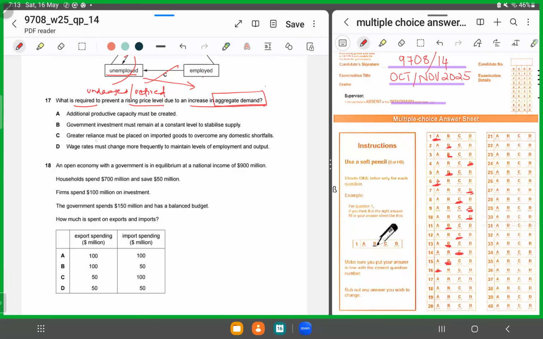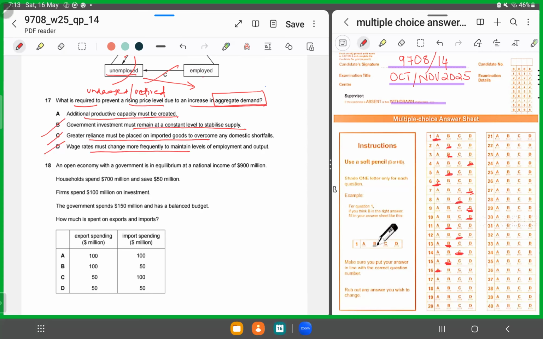Option C says greater reliance must be placed on imported goods. D says wage rates must change more frequently. Now both C and D would worsen the scenario, because if you frequently increase the wages or if you depend on imported goods, again, it would worsen the scenario and it would increase inflation. So you'll chop C and D. B says government investment must remain at a constant supply. Government investment cannot remain at a constant supply because government macroeconomic aims cannot be at a constant level. There are constant shifts in it. So we'll chop B.